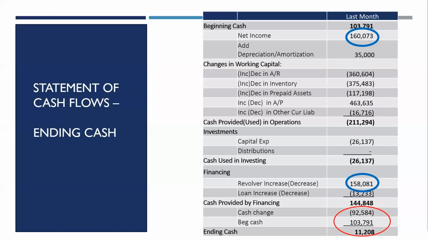So here it is, the conclusion. They ended the month with $11,208 in the bank after starting the month with $103,791. Now, if there's one thing that's most notable, it's that in spite of the fact that they had net income of $160,000, they lost over $92,000 of cash availability. They only have $11,000 available at the end of the month, because they borrowed $158,000 from the bank.